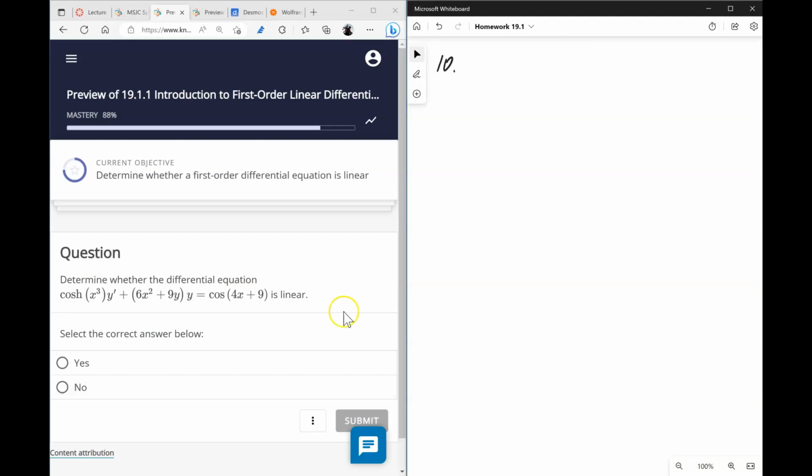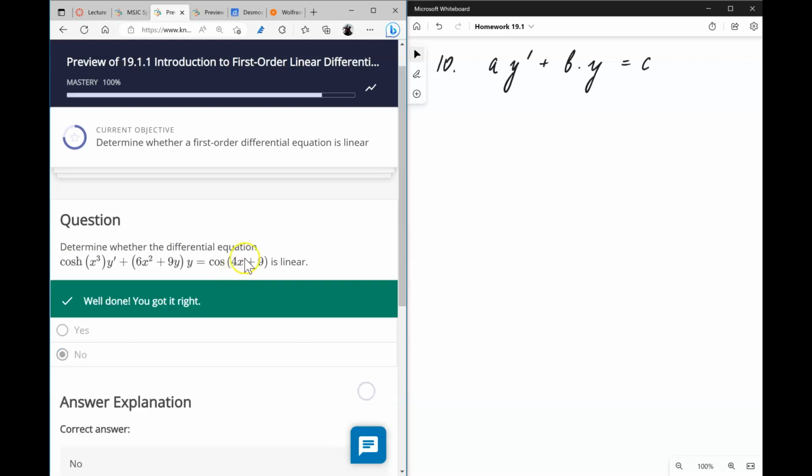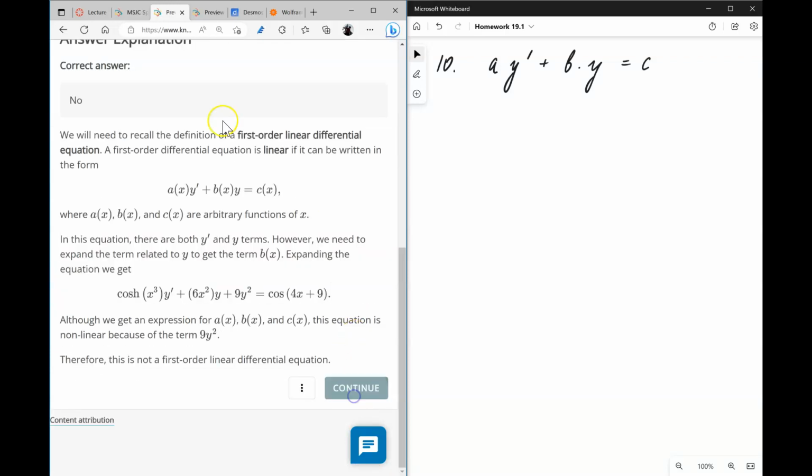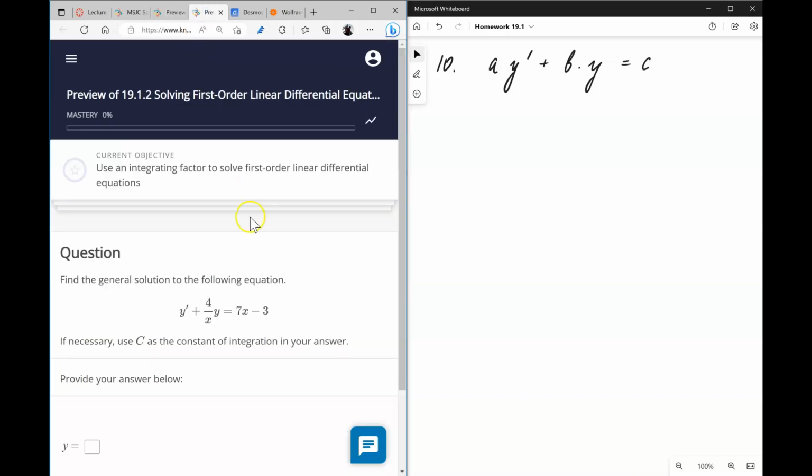And here's another one. For the same reason, we're not going to classify this as linear because of this extra y. So the answer is no. And we finished the first objective. So let's go ahead and move on to the next one.